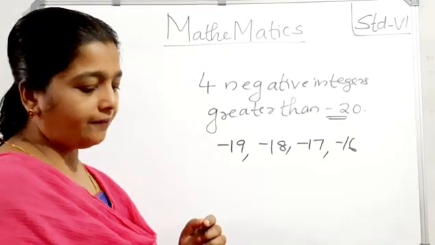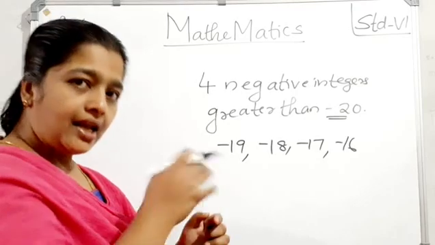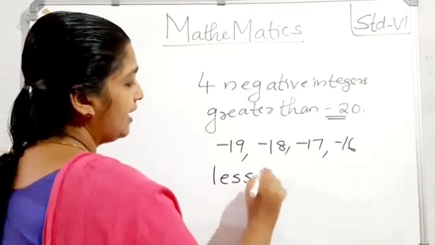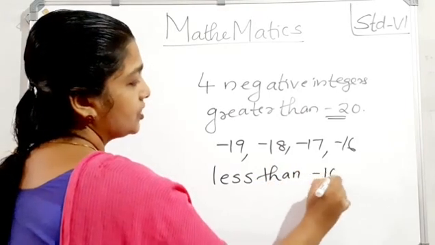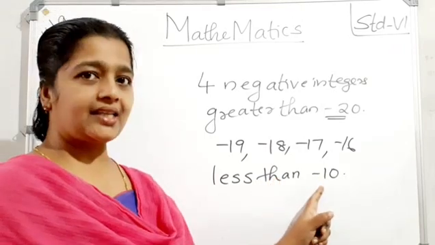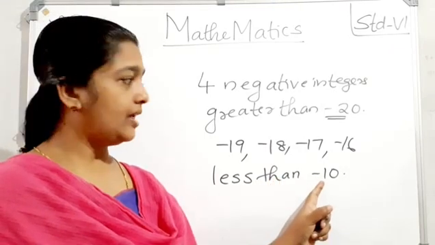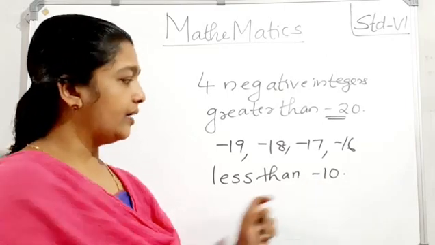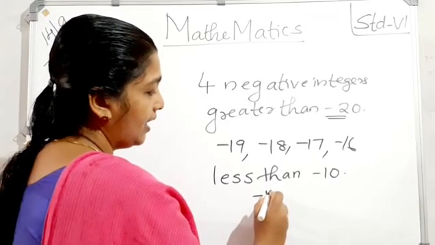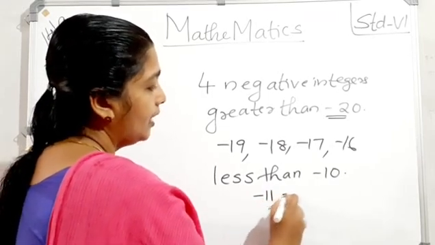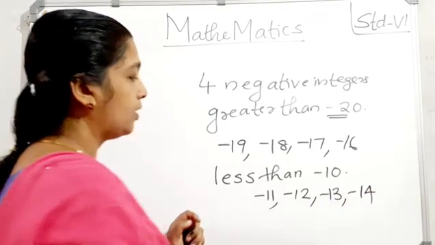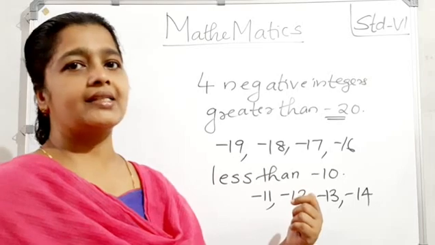Next question. Write 4 negative integers less than minus 10. Say the answer. Less than means smaller. Say minus 11, minus 12, minus 13 and minus 14 are less than minus 10.